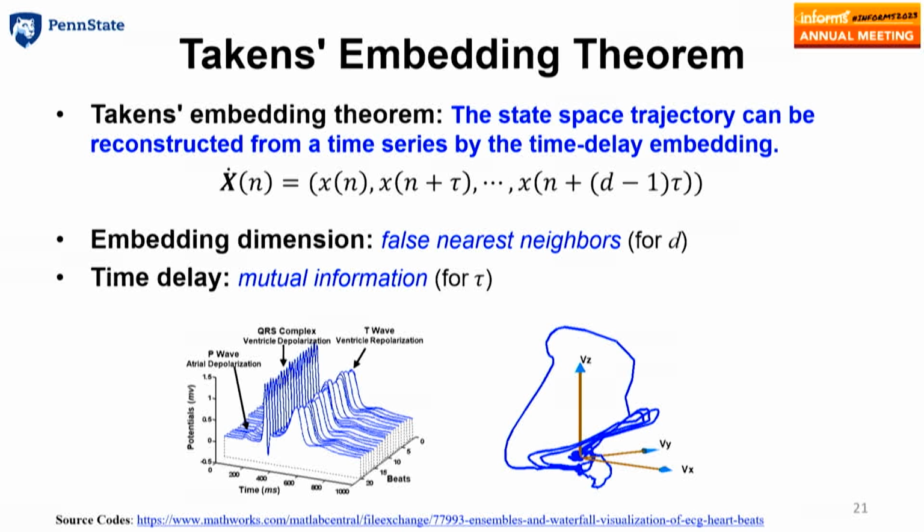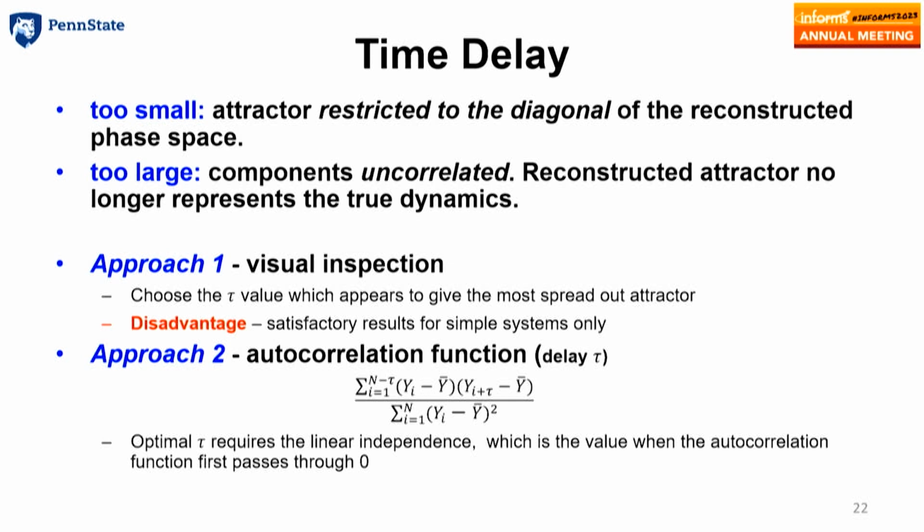So now let's have a look at how to capture the time delay. If the time delay is too small, the attractor is restricted to the diagonal of the reconstructed phase space. If it is too large, components are uncorrelated, and the reconstructed attractor no longer represents the true dynamics. So the general, heuristic approach is visual inspection. Just try a few tau values and then look at the state space to see whether the attractor or the trajectory is spread out. The disadvantage is that it sometimes gives satisfactory results only for simple systems.